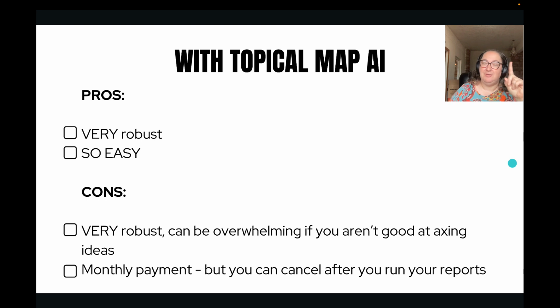Okay, so there's 3 different ways that I'm going to show you how to do this. I'm going to show you with Topical Map AI, with RankIQ, and with RightBlogger, okay? There are pros and cons to each. So with Topical Map AI, the pros are that it's very robust and it's so easy to use. It's literally a click. The cons are that it's very robust.